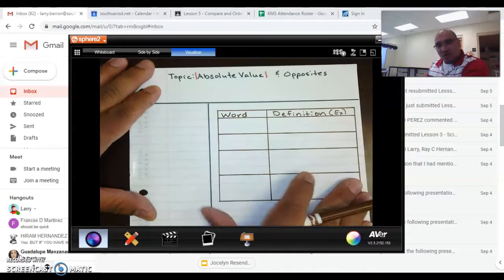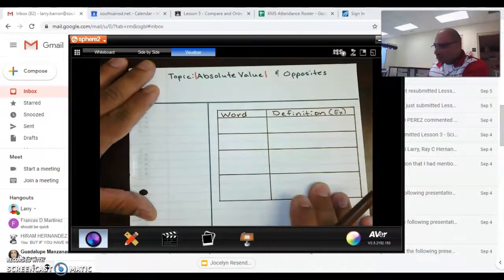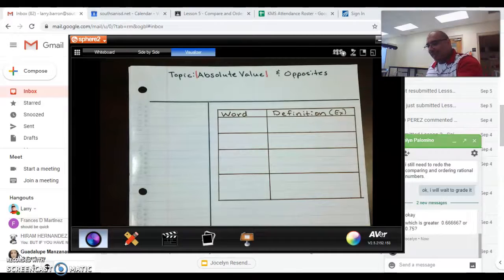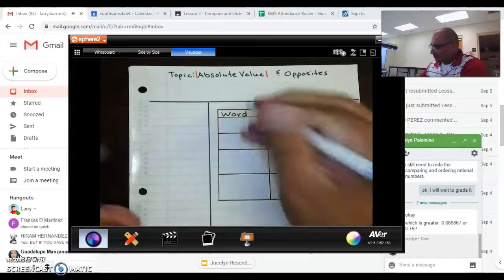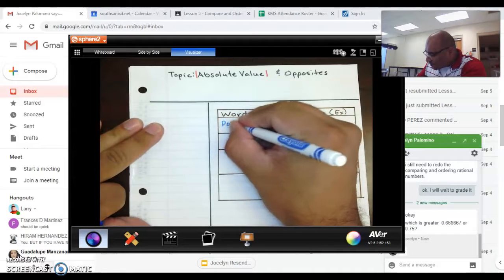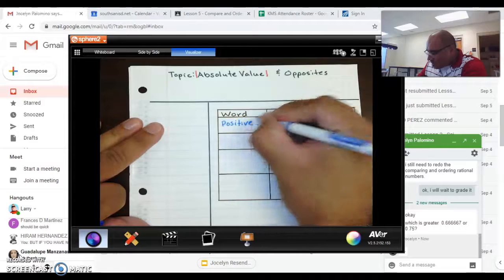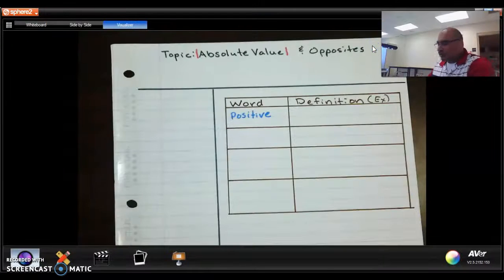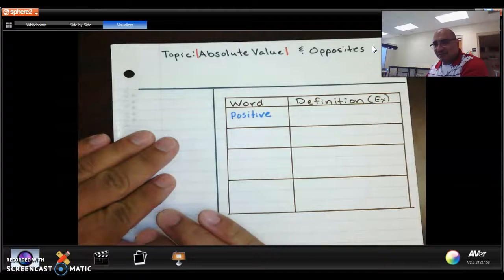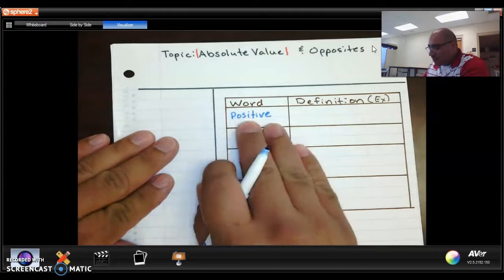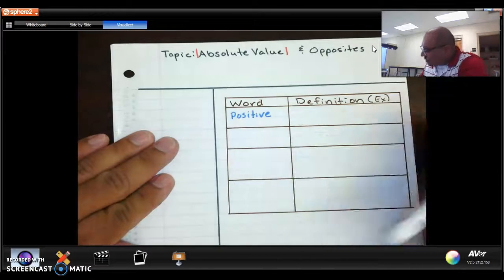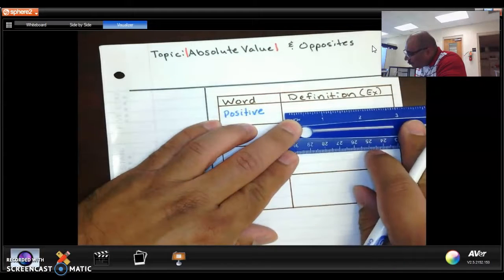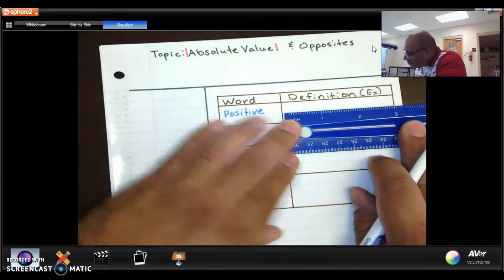Right here, I did create a chart. We have words, we will have definitions. Our first word we will have is positive. And when we think about positive, bringing back everything that we've talked about, we've actually covered integers. So if you recall, integers are all positive and negative numbers. But in this sense right here, we have positive. I'm going to make a small number line and represent what a positive integer is.